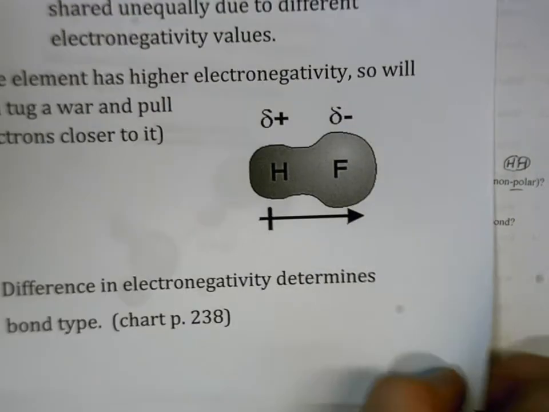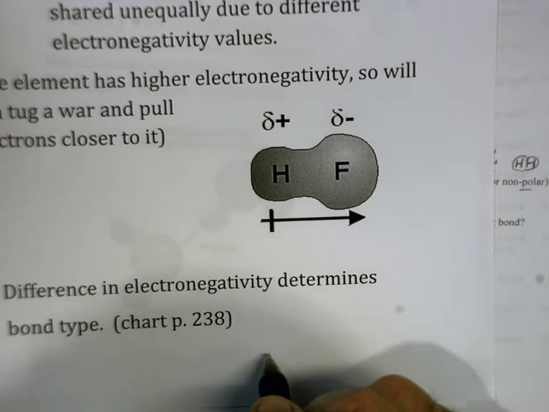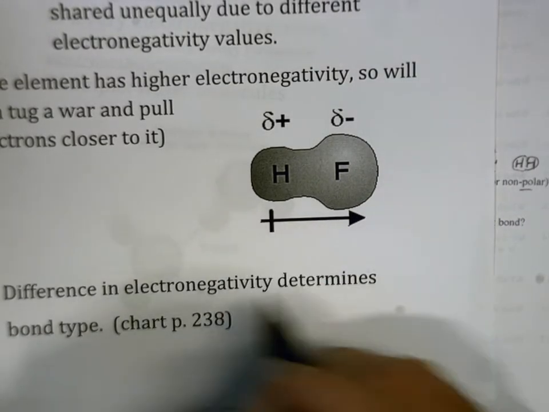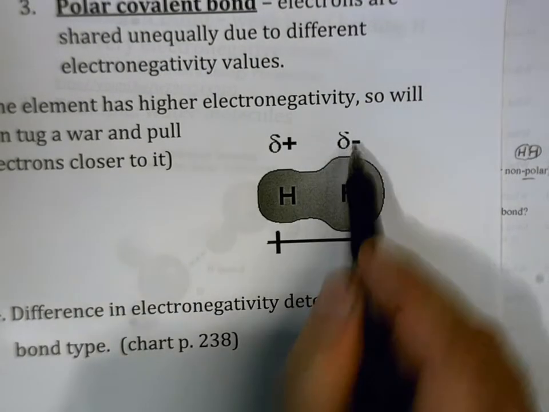And we had this from our notes, a diagram showing a hydrogen fluoride molecule. The arrow here indicates the direction that electrons are moving. This shows us the plus side, and then there's our lowercase delta showing this is partially positive, partially negative.